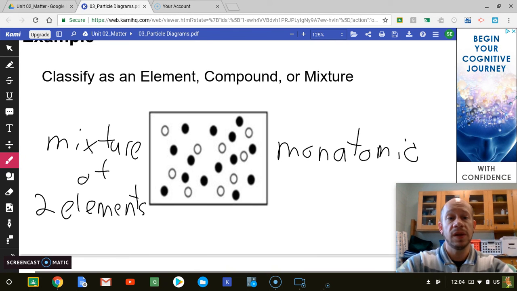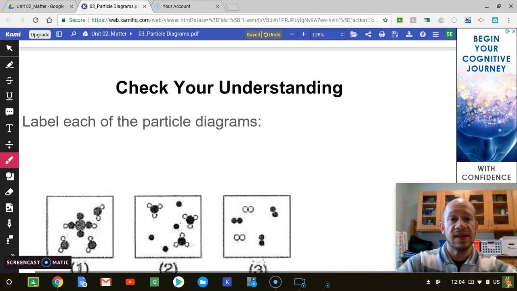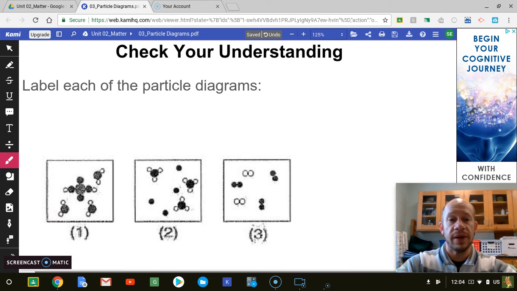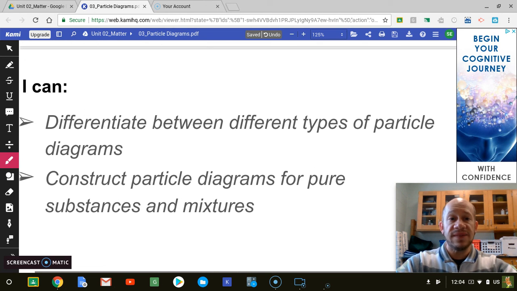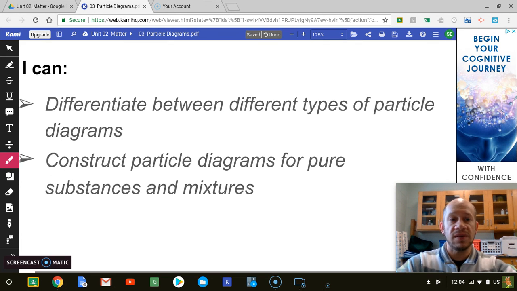So, check your understanding. Label each of the particle diagrams. So this lesson's objectives: I can differentiate between different types of particle diagrams, and I can construct particle diagrams for pure substances and mixtures.